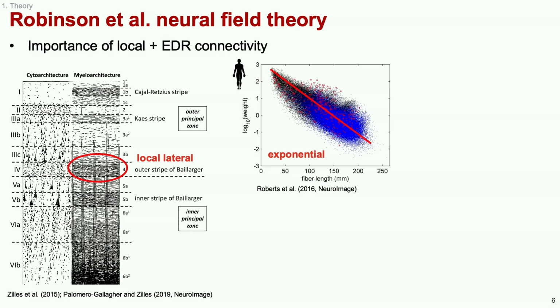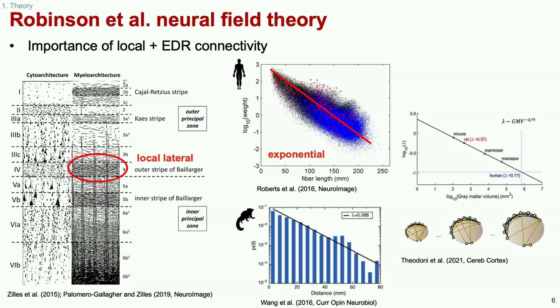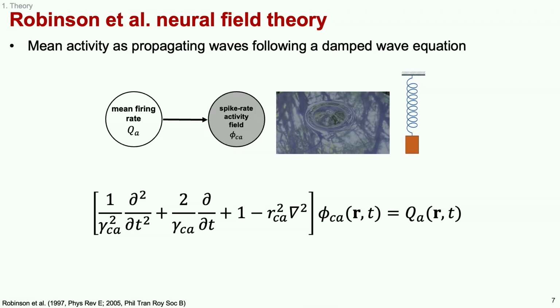And this is again not human specific. People have seen this in other species such as marmoset, and it's not diffusion MRI specific. In marmosets it has been seen in tract tracing. It's a generalized description of connectivity because you see this in other animals such as mouse, macaques, and other mammalian species. So neural field theory leans on this simplified concept of local, exponentially decaying connectivity. Moreover, it approximates activity as a damped wave that propagates through space and time.